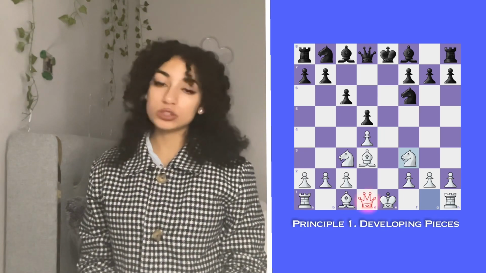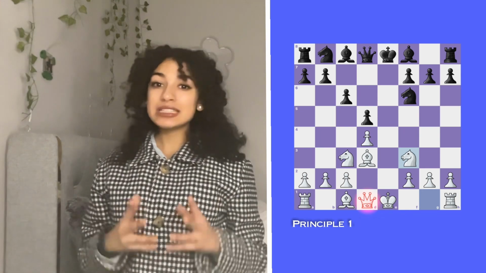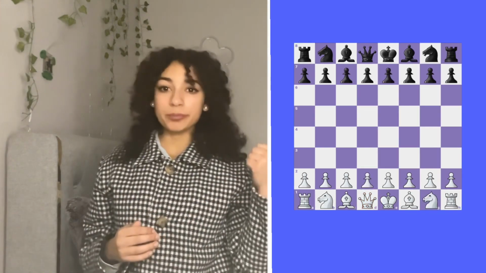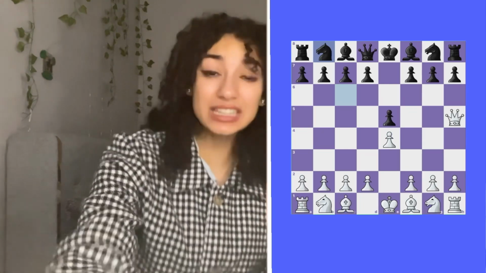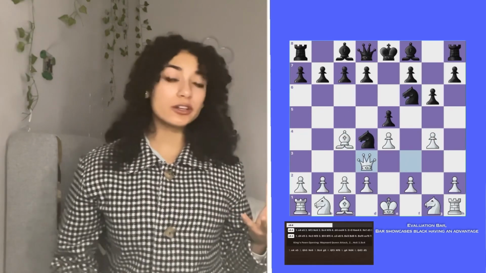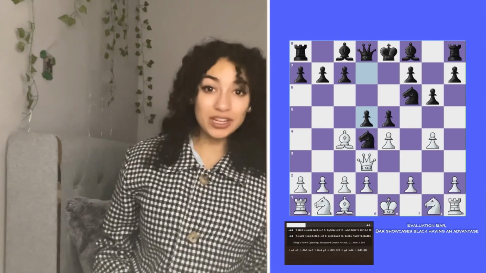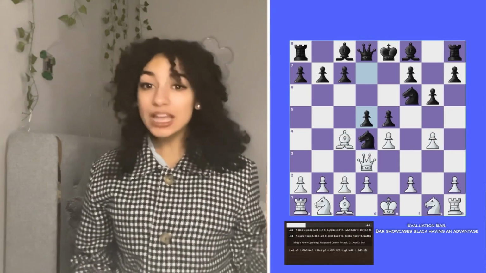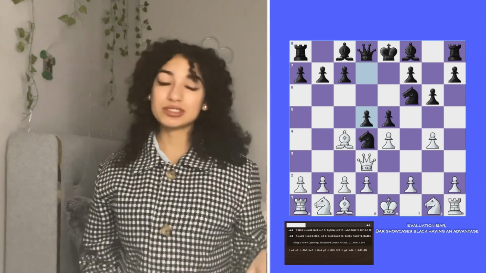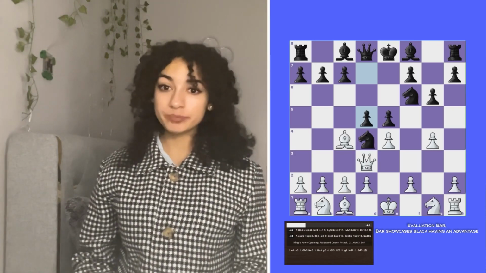Don't bring your queen out too early. It is not good. Look here. Let's say you move your queen here. It is very easy for black to just start attacking your queen while simultaneously developing their own pieces. After 6 moves, black is better because black has more piece activity and more control over the center. It's just not good to bring your queen out early.